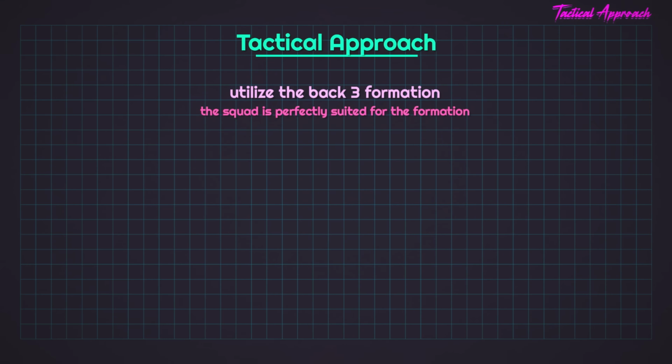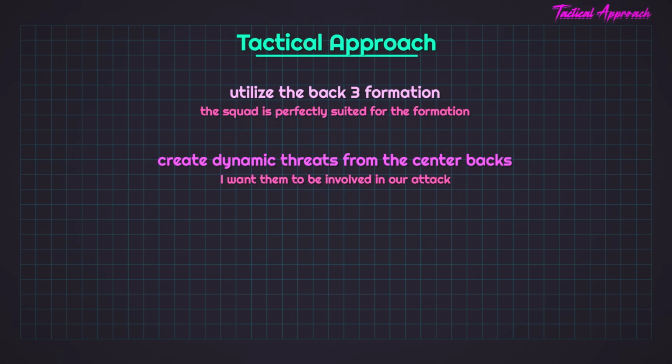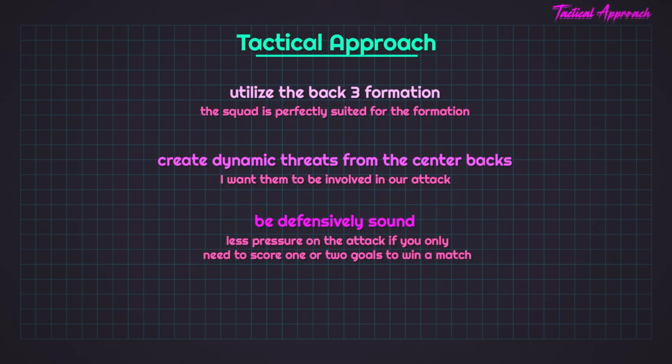Which leads me to the second point. Create dynamic threats from the center backs. I don't just want three center backs, I want them to be involved in our attack. And the final approach will be to try and be defensively sound. There's less pressure on your attack if your team only needs to score 1 or 2 goals to win a match.